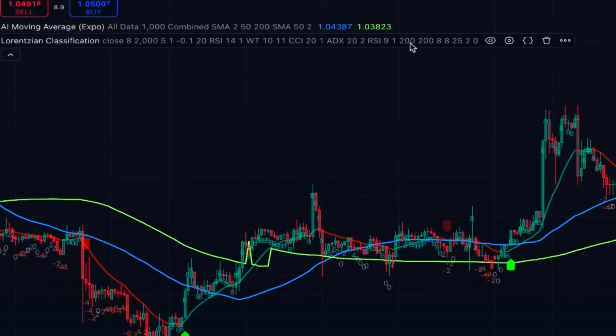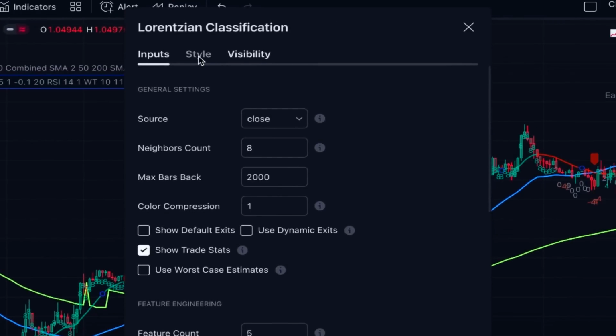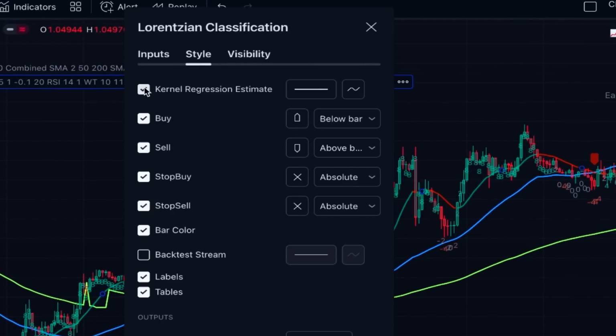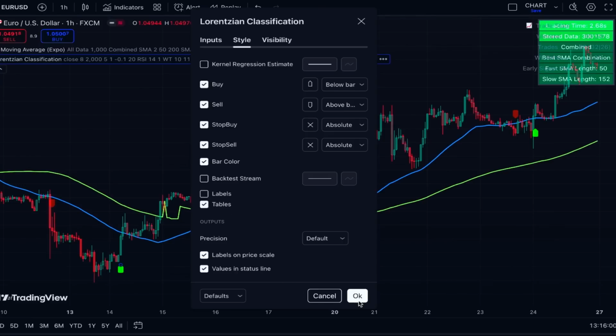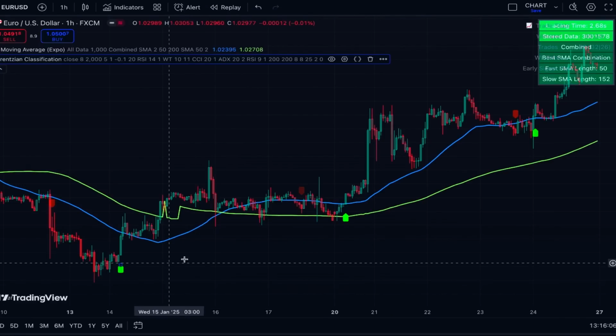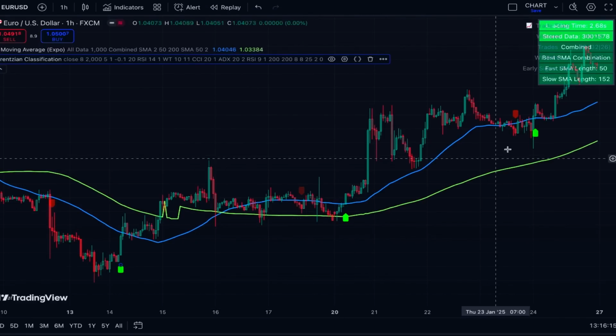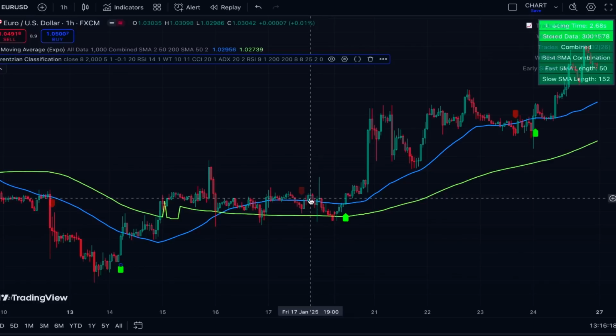First, we go to the settings of the indicator, and here in the style tab, we remove the kernel regression line and also the labels, so the indicator will be cleaner and we only have the buy sell signals. The green labels are buy signals and the red labels are sell signals.